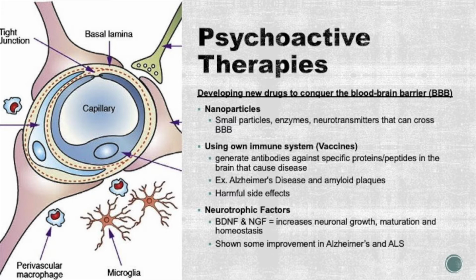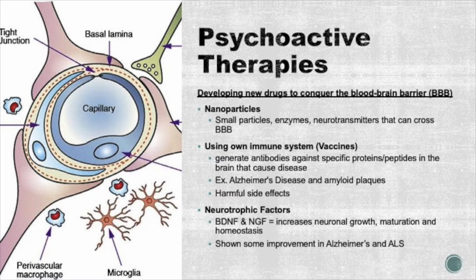Neurotrophic factors have also been used as psychoactive therapies. So brain-derived neurotrophic factor and nerve growth factor, or BDNF and NGF here, are trophic factors that increase neuronal growth. They help with maturation of neurons and also help maintain their homeostasis within the brain. And so giving neurotrophic factors to patients with diseases, particularly neurodegenerative diseases like Alzheimer's or ALS, has been shown to have some improvement on their symptoms, like memory and motor deficits. So these neurotrophic factors can be used to help patients regain control of some of the deficits that they've lost with these neurodegenerative diseases.